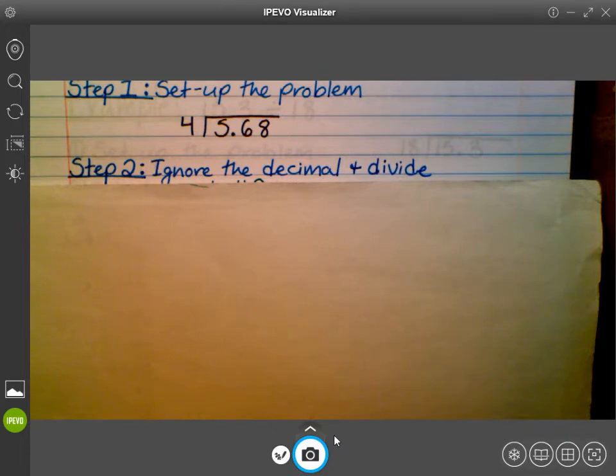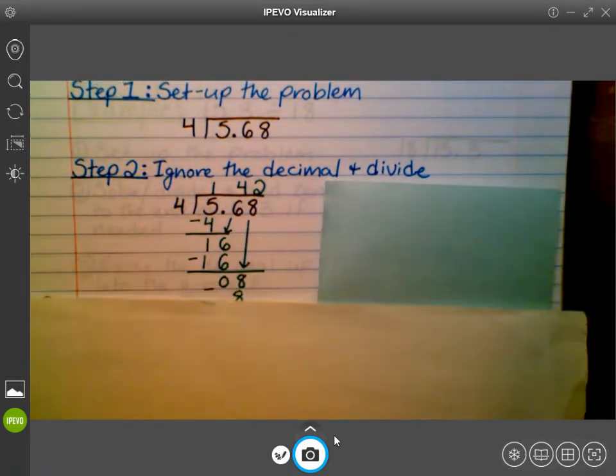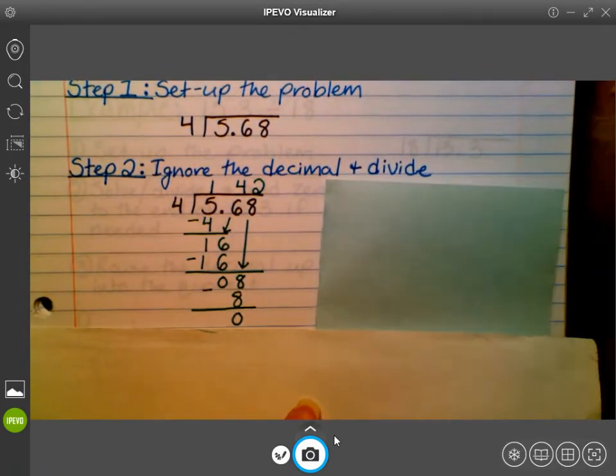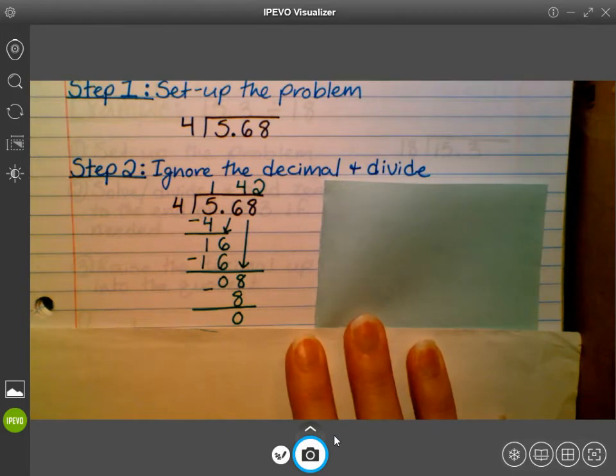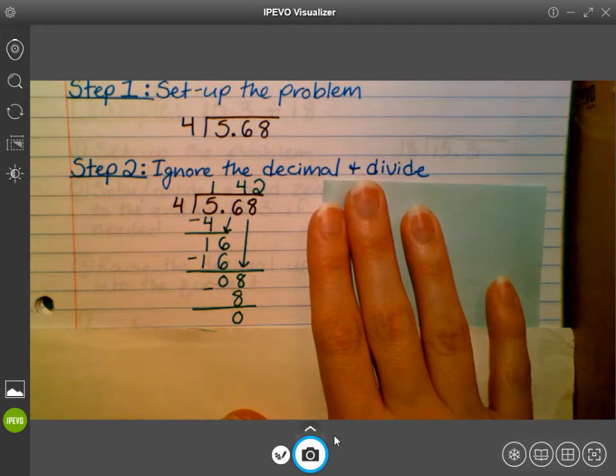Ready to rock? All right, so you guys, when you ignored the decimal and divided, this is what you should have gotten. Is that what you got? You should have a paper with you. No, that's covering up step 3. I know. Ready to rock? Ready to roll. All right, Phil, put your book away, please.